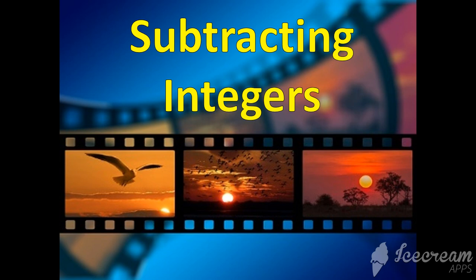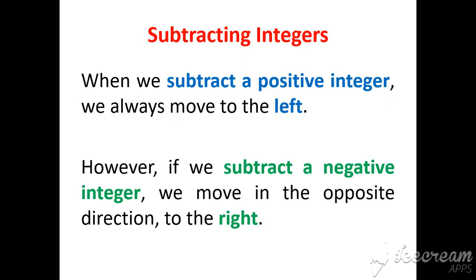We're going to talk about subtracting integers now. Now, here's the key thing. When we subtract a positive integer, we always move to the left. Subtracting, we move to the left if it's a positive integer. However, if we subtract a negative integer, we need to move in the opposite direction, which ends up being to the right. So let's go through a couple of examples of each.